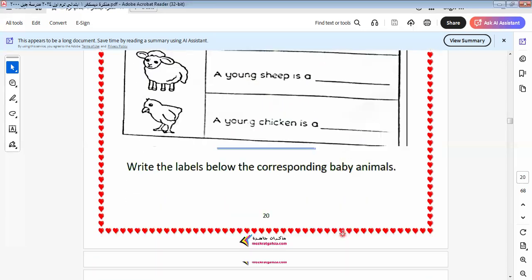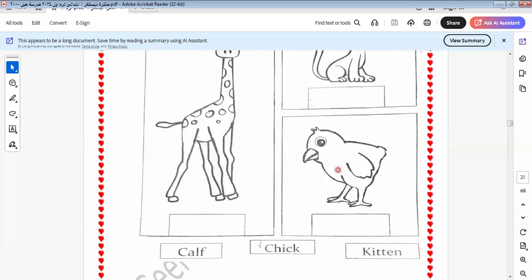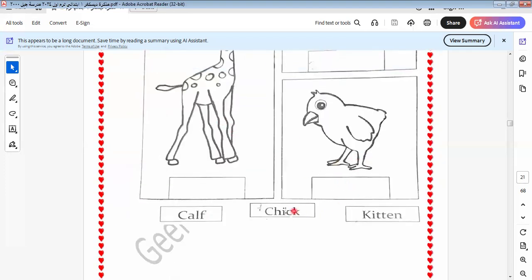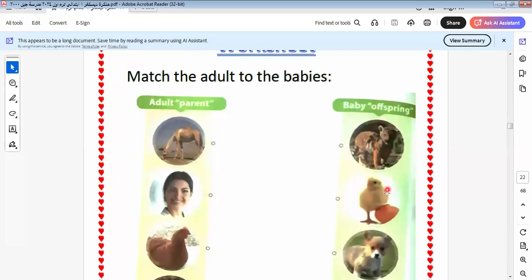Okay, the last one. Let's go to another one. Here we have the chicken. Here is a calf. Here is chick and kitten. Which one is the calf? This one. Which one is the chick? This one. Which one is kitten? This one. Okay. Here is the worksheet about the babies and adult.